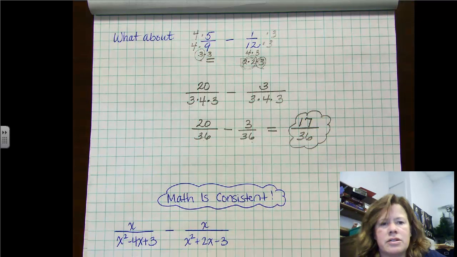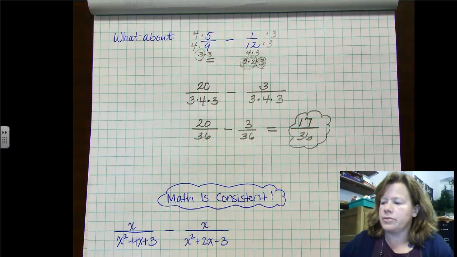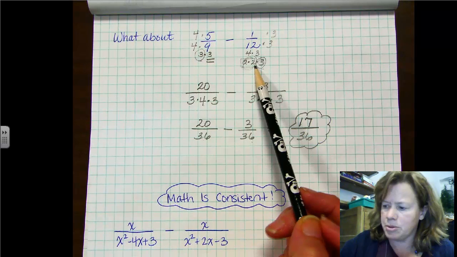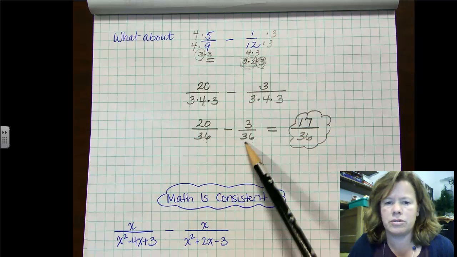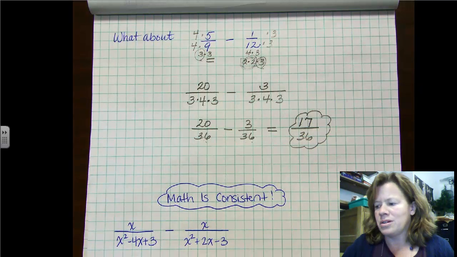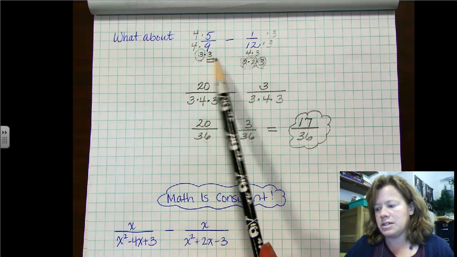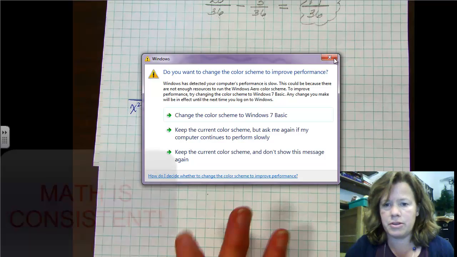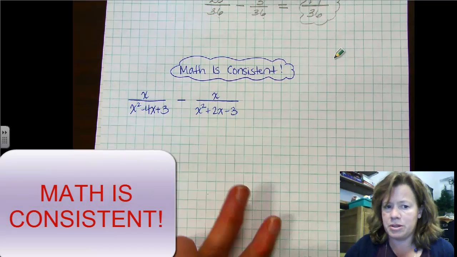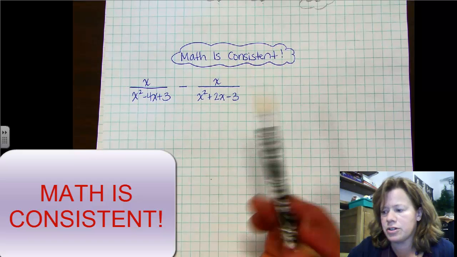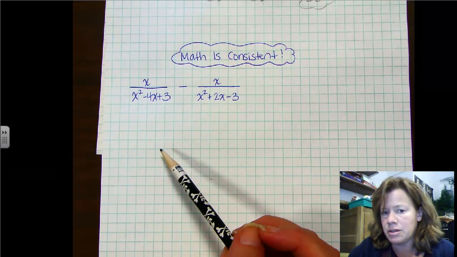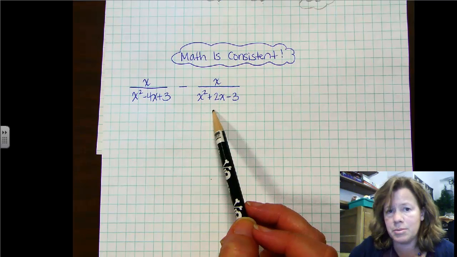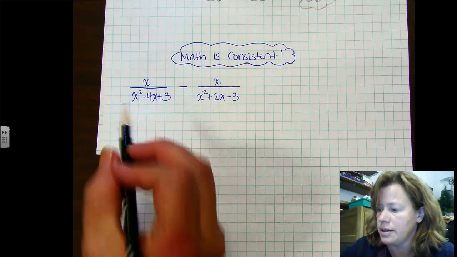Again, I would never expect that you would factor numbers like that to subtract. I think you could probably look at 9 and 12 and see the common denominator of 36. But when you factor like this, you'll understand why with algebra I say math is consistent, and we need to do the same thing for this problem down below. I have x over x squared minus 4x plus 3 and x over x squared plus 2x minus 3. I need to factor those denominators to see what's common and what I need.